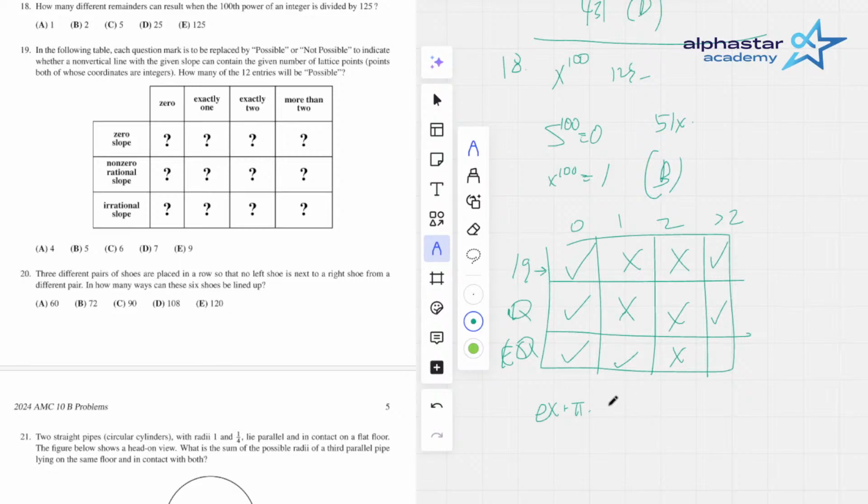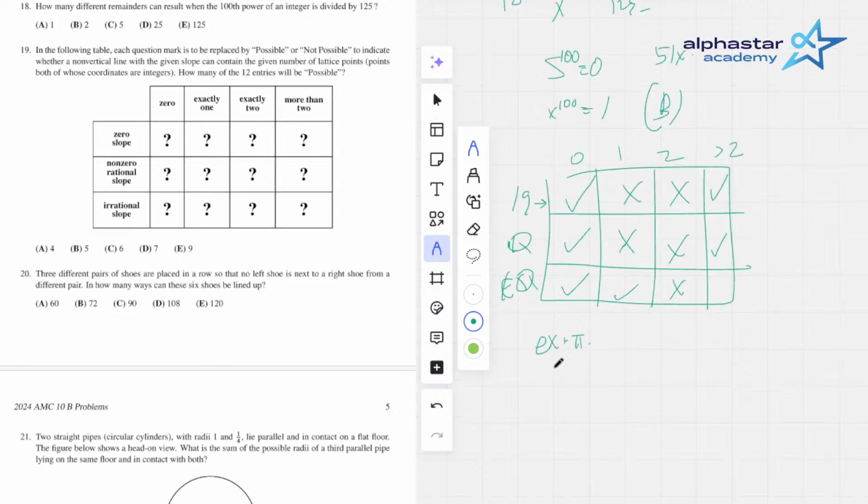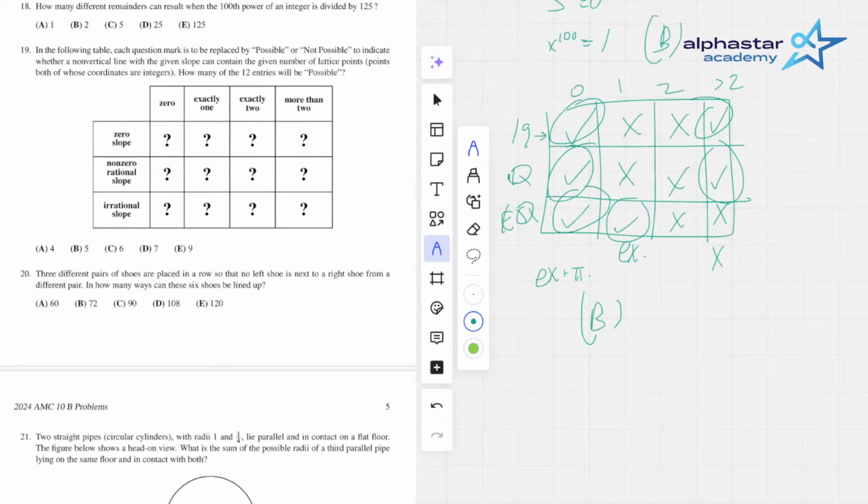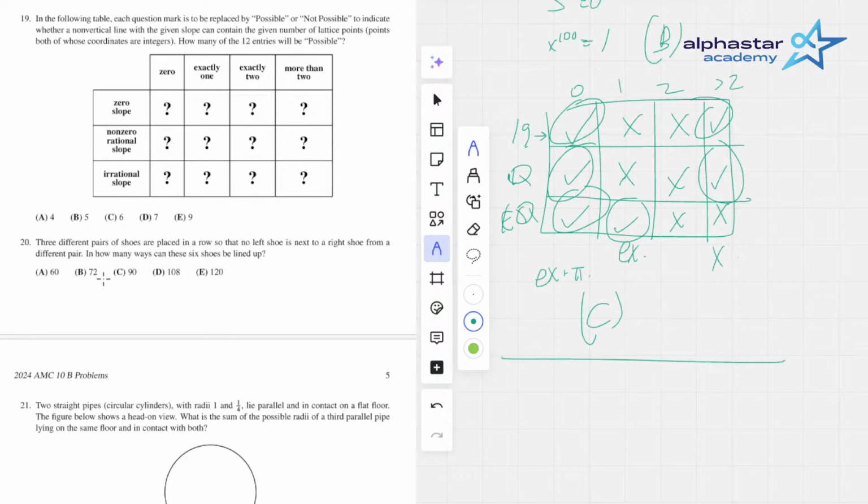But also, we can make it like this one's like e x, for example. And then greater than 2 points, can it? No, because if it contains two points, then the slope has to be rational, so this is not. So there's a total of 1, 2, 3, 4, 5, 6. C. It's not Miss Bubble here.